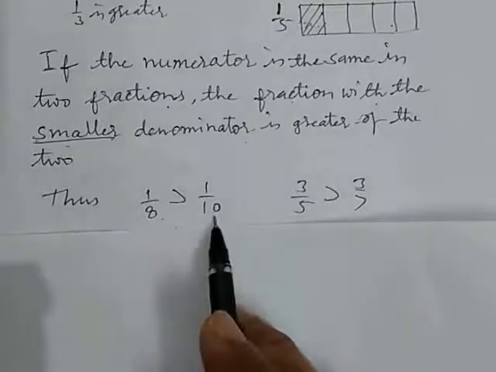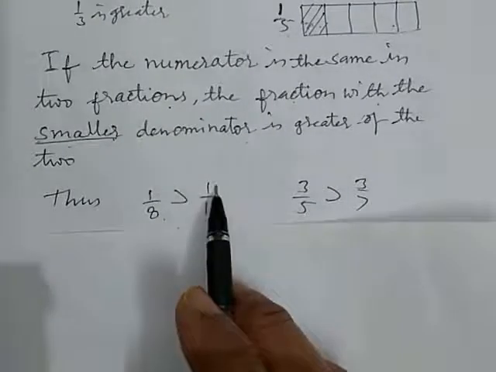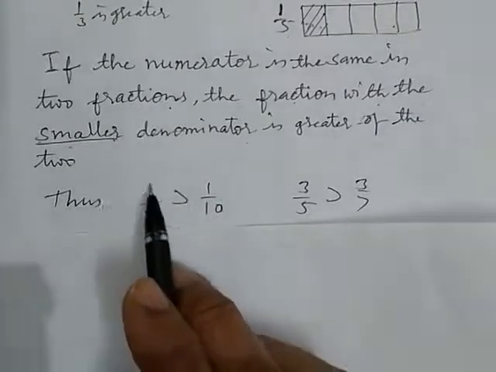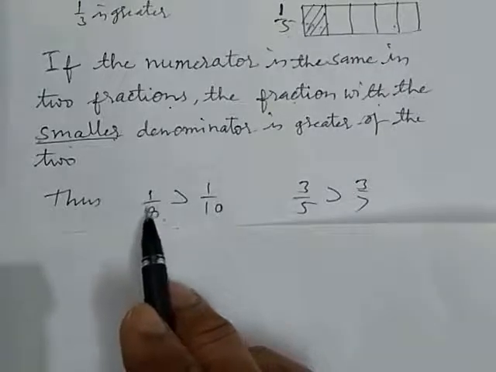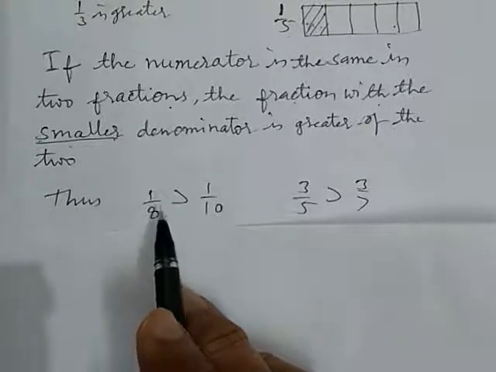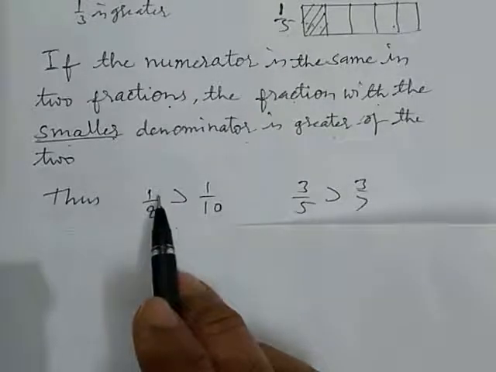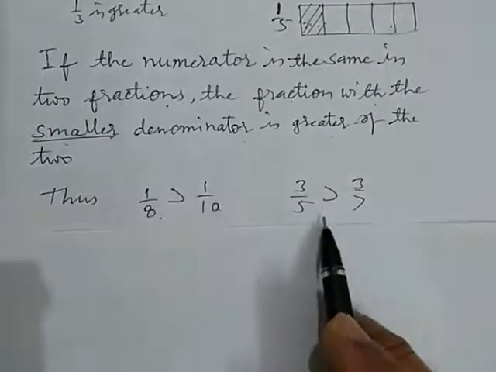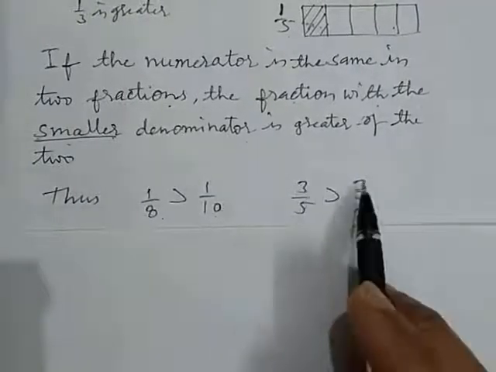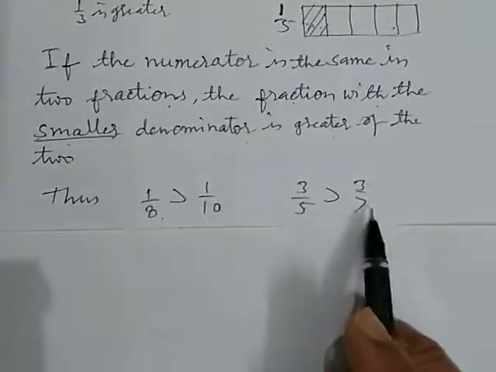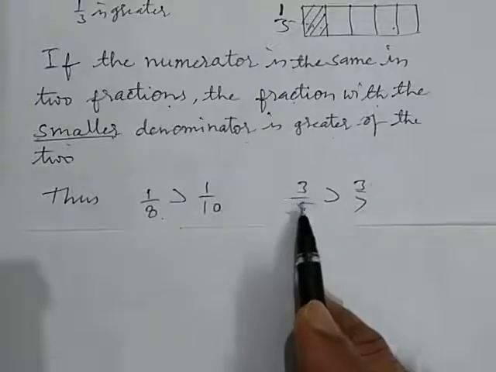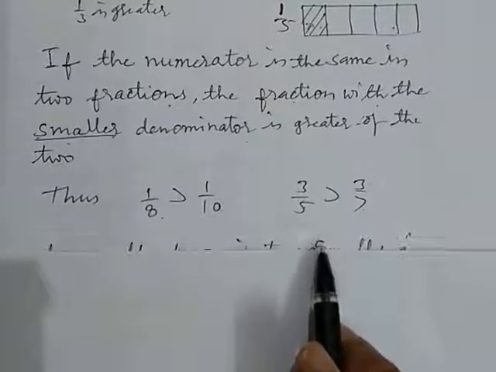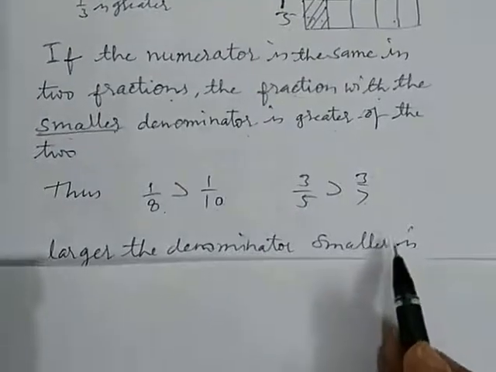Now we can take another example. 1 by 8 and 1 by 10. Here the numerators are the same but the denominators are different. This fraction has a smaller denominator, so this is greater, and this is smaller, so 1 by 8 is greater than 1 by 10. Here 3 by 5 and 3 by 7. Numerators are the same, denominators are different, but this denominator is smaller, so this fraction is greater. Okay, so this way you can also compare the unlike fractions.